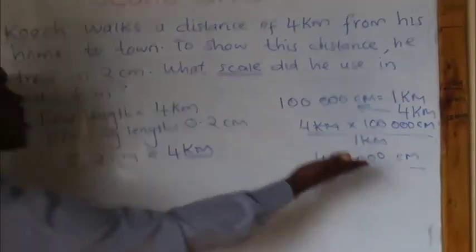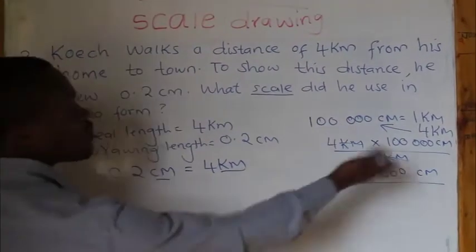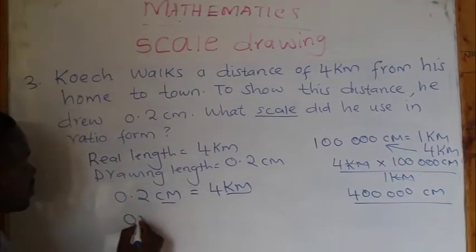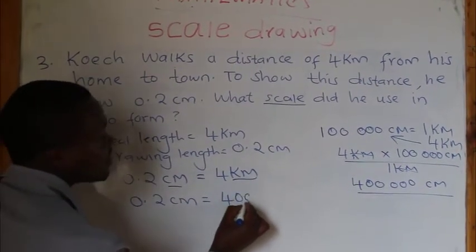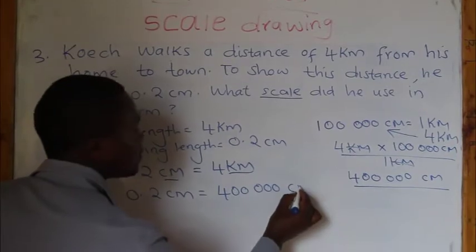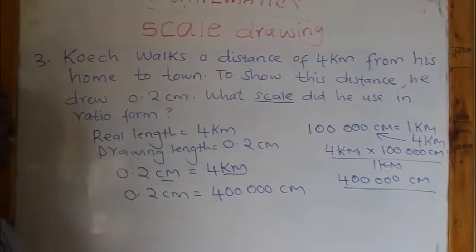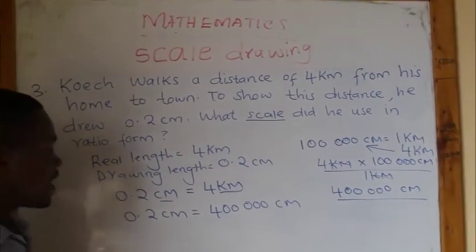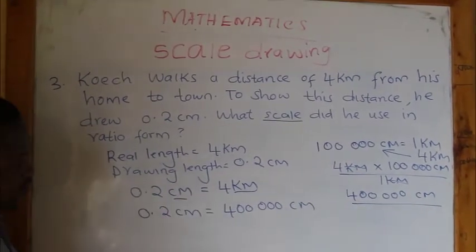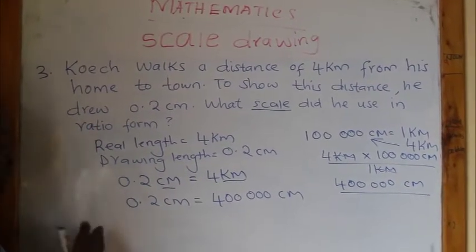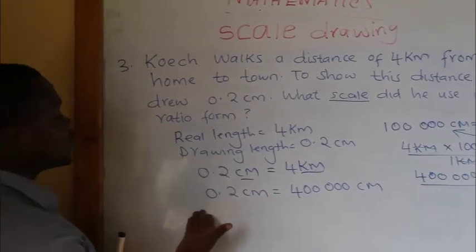So what I've done here, I've just converted. Instead of 4 kilometers, I'll write this, because I've converted into centimeters. So I'm going to write 0.2 centimeters is equal to 400,000 centimeters. You can see now the units are the same. So what are we left with? Simplifying. We reduce this number until the ratio starts with 1. But now you can see it is starting with 0.2 representing 400,000 centimeters, so it's upon us to reduce this.